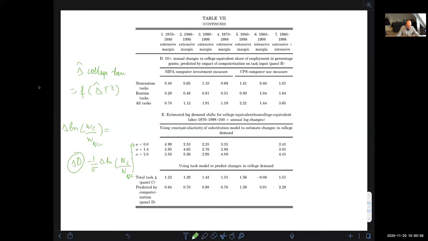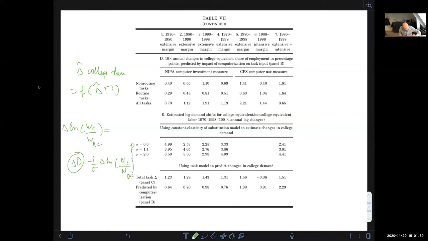That is because, remember, we've used this fixed coefficients model where we have implicitly assumed, when we were predicting these changes in the college share, that college and non-college workers are Leontief, so fixed proportions, which would be consistent with the elasticity of substitution being 0. So that's also why they show predictions for delta D using that parameter value.